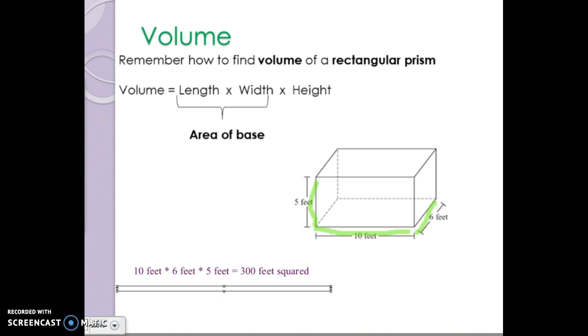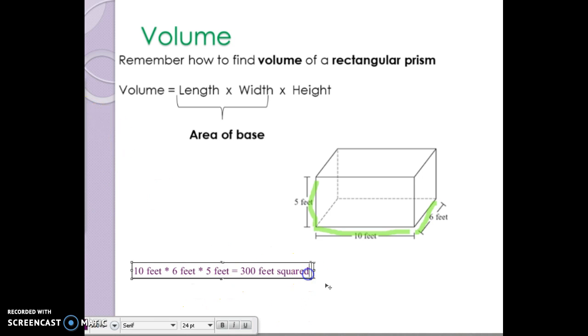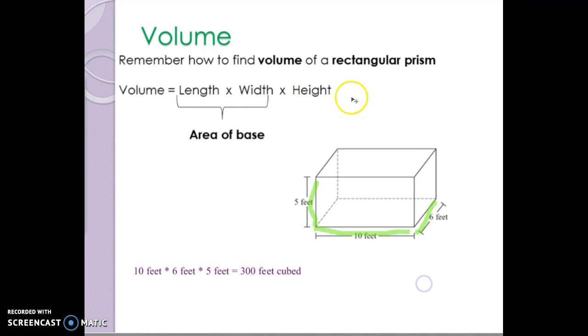So 10 feet times 6 feet times 5 feet equals 300 feet cubed. And that's the volume of a rectangular prism.